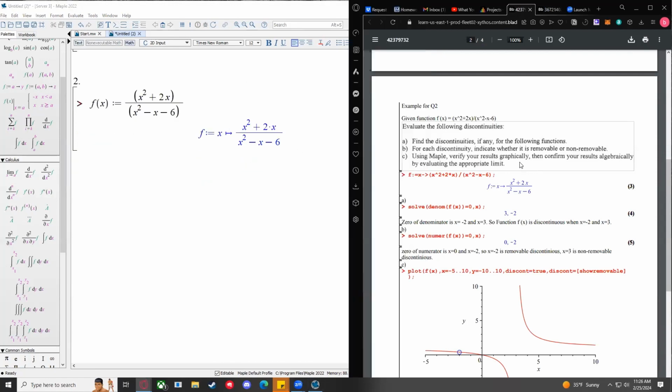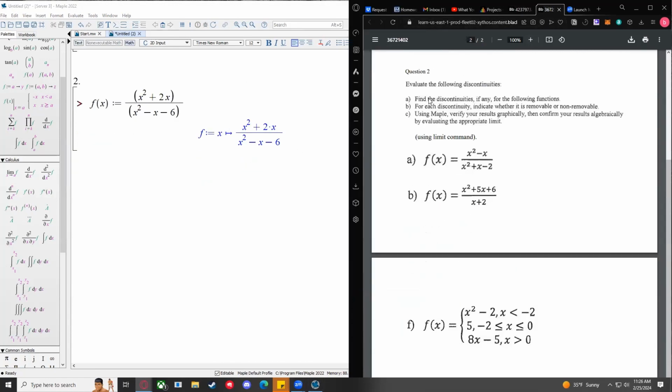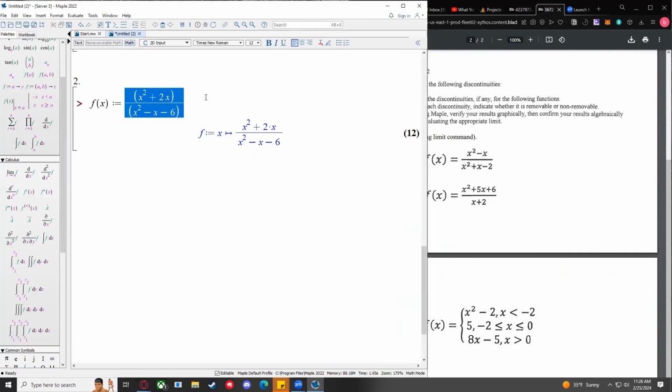All right, so then this is our sample problem. And we want to go ahead and find the discontinuities, if any, for the following function. So first thing we want to do is find the discontinuities. And to do this, we just need to solve the denominator. Of course, it's a different situation if you have a square root kind of function, or if you have a piecewise function. But in the case of a fraction, the only time there's discontinuities is if the denominator is equal to 0. And so we can figure out when that happens by doing solve denom of f of x equals to 0.